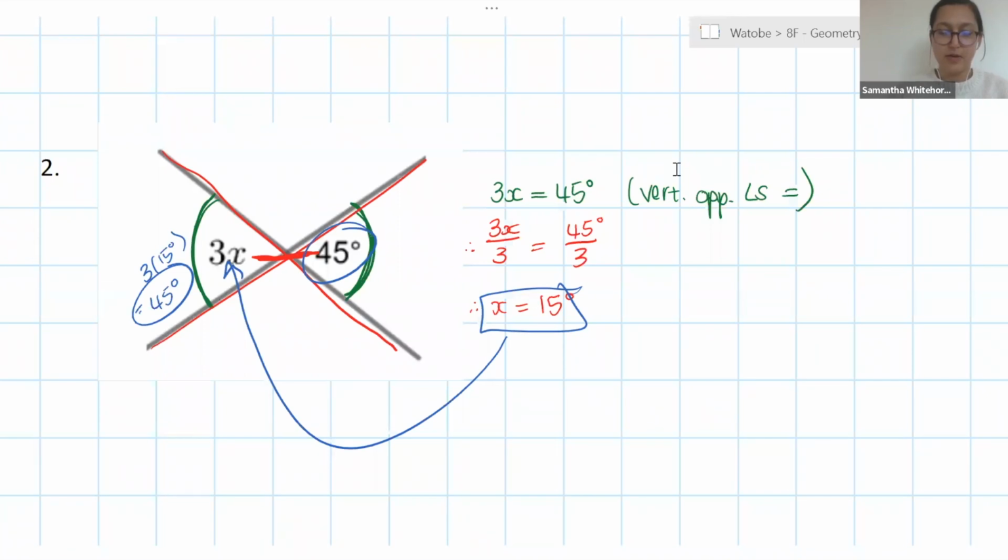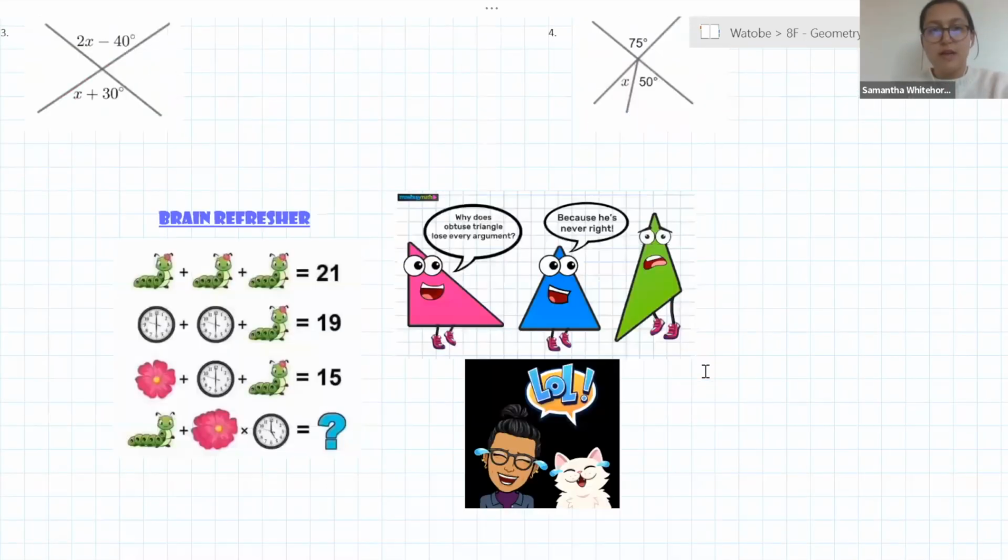Right, we're going to have a little bit of a brain break now. We will do more examples. It's just a little break so that we can take a break from our geometry.